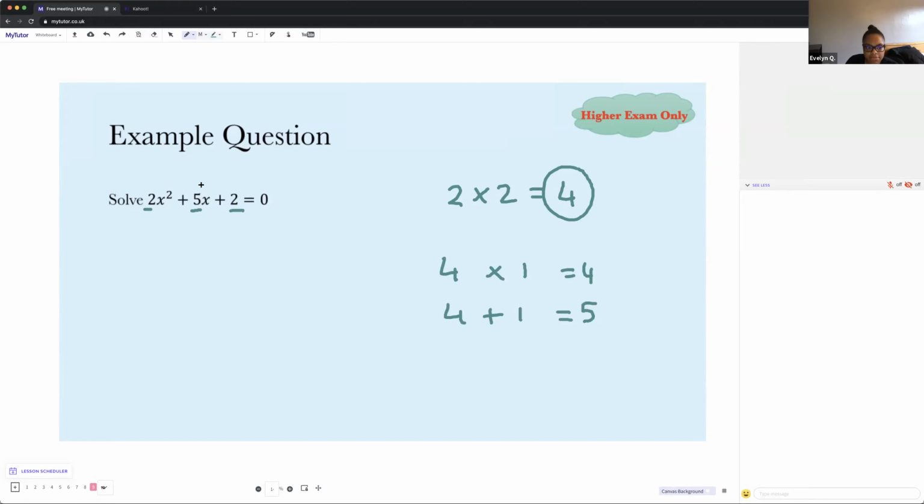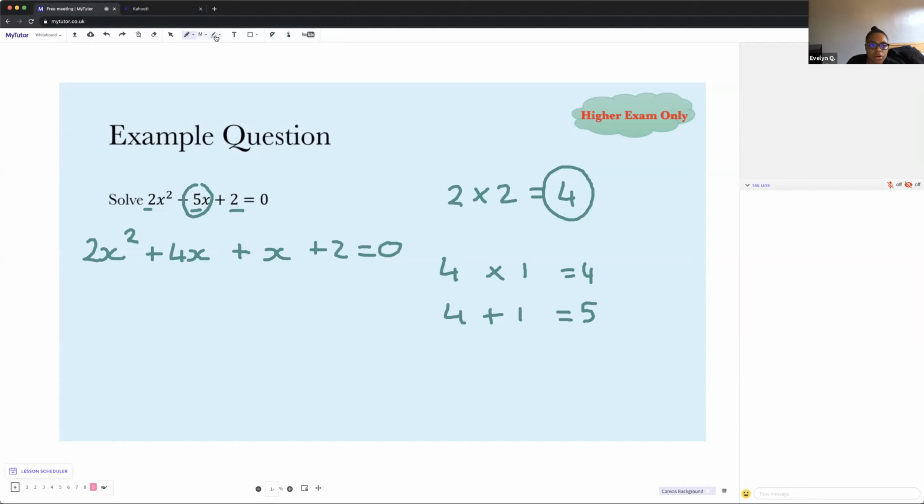We're going to split this 5x into 4x plus 1x, because those are the two numbers that I came up with, 4 and 1. So instead, I'm going to change this equation into 2x squared plus 4x plus x plus 2 equals to 0. So remember, if I was to collect those terms in the middle, 4x and x, that would just give me 5x. So I've still got exactly the same equation. I've just split it so that I can factorize it in a little bit of an easier way.